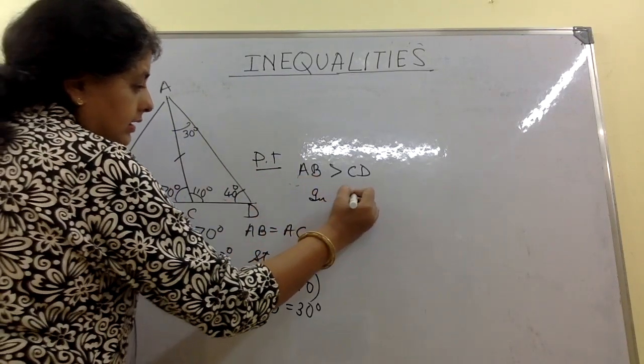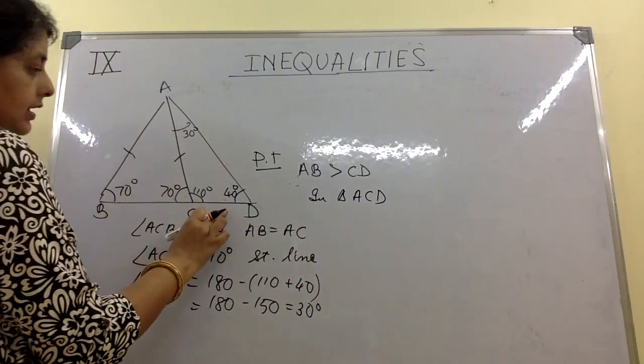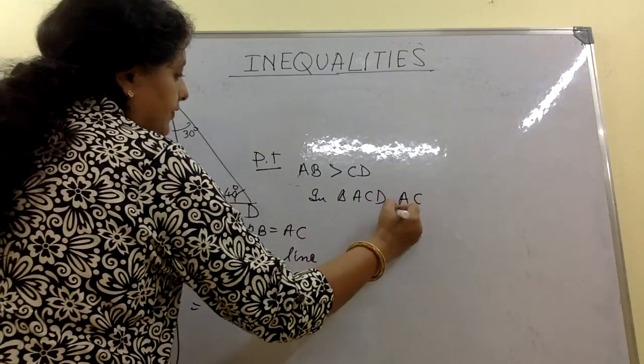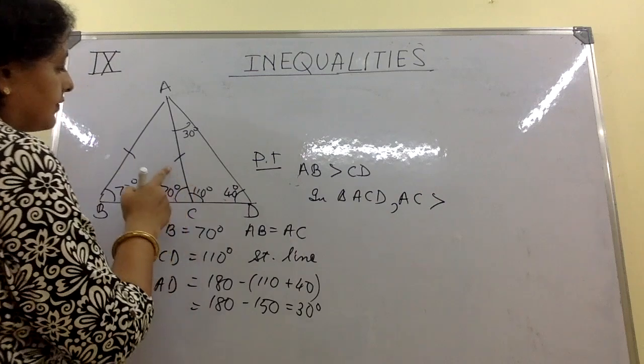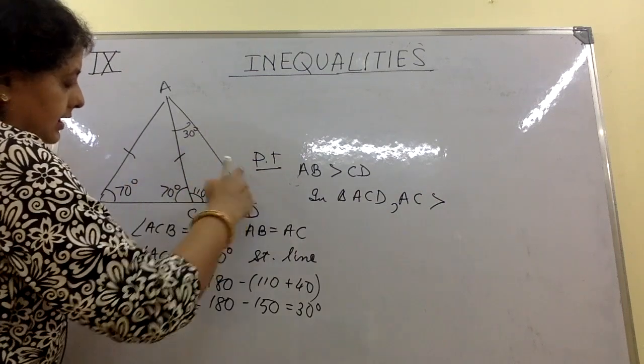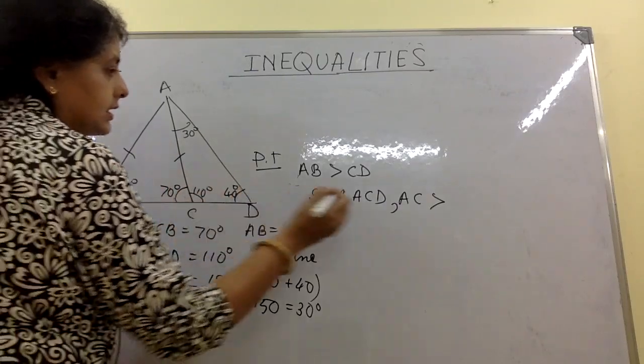In triangle ACD, AC is definitely greater because this has 40 degrees against it. Then this is the greatest side, and this is the second greatest side because of 40. So AC is greater than CD.